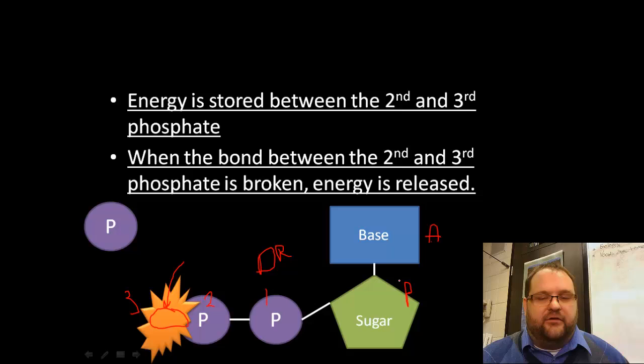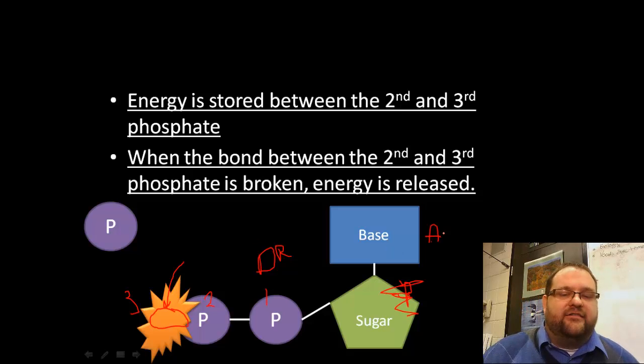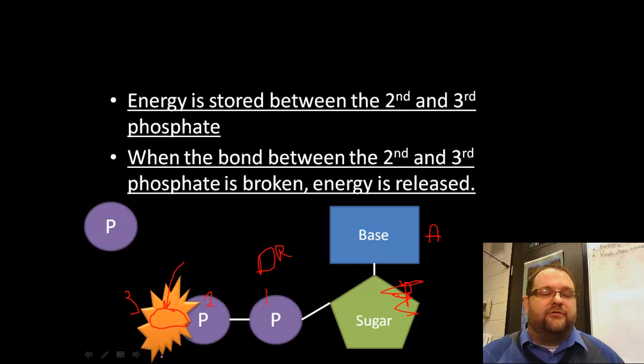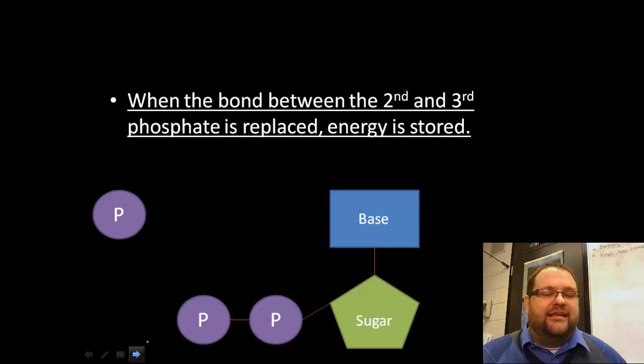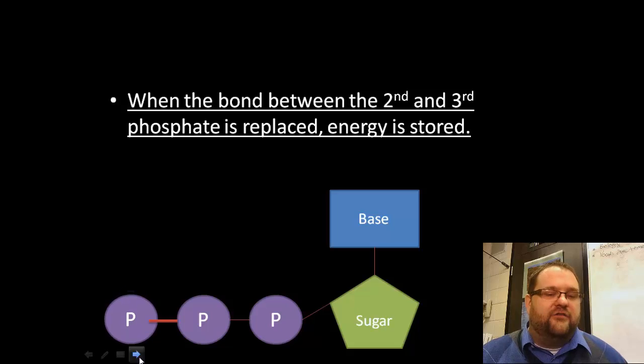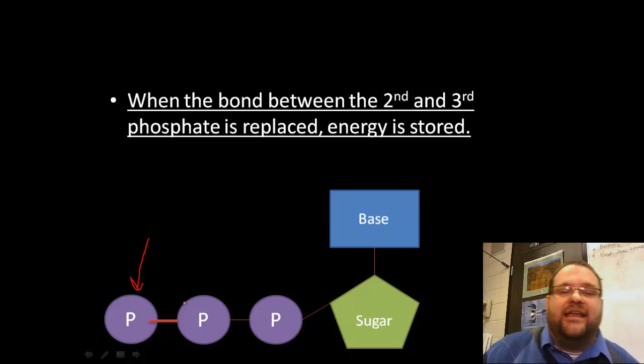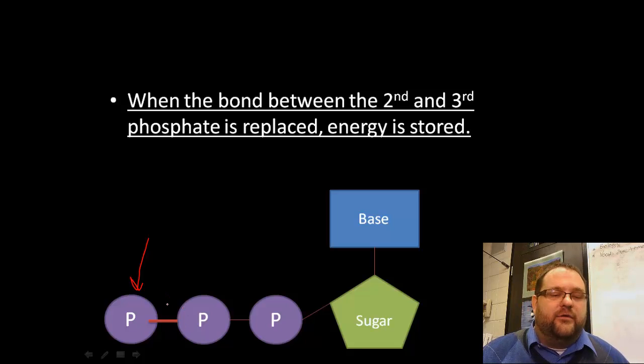I'm sorry, this would be the P over here. So we have adenosine diphosphate. So 2 phosphates. We didn't destroy this molecule. We're still left with a molecule called ADP. So ADP is adenosine diphosphate. It's ATP after the energy's been used up. Here's our adenosine diphosphate. We have 2 phosphates. So now what we can do is we can take ADP, adenosine diphosphate, and we can attach a phosphate to it. So when we attach this phosphate back to ADP, we replace the energy, or we store energy.